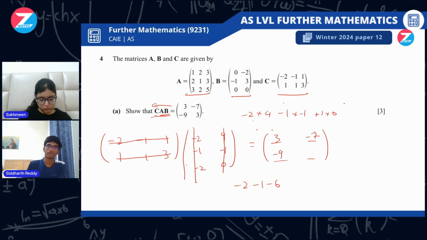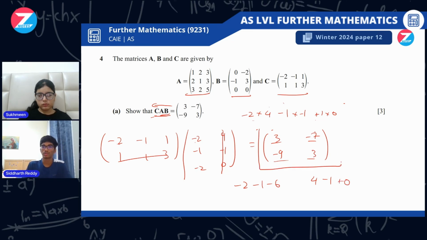And finally, we have this one. So 1, 1, 3, and 4, minus 1, 0. So that's 1 times 4, which is 4, 1 times minus 1, which is minus 1, and 3 times 0, which is 0. So this is just 3. So that's what we got, and yeah, it's the same thing.